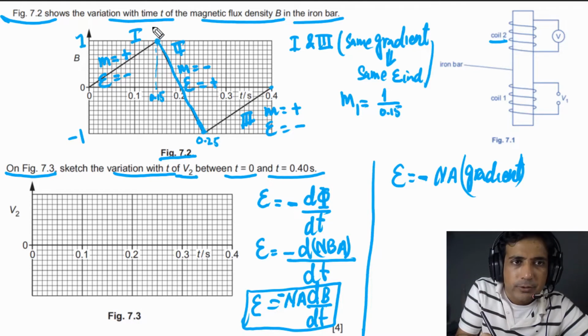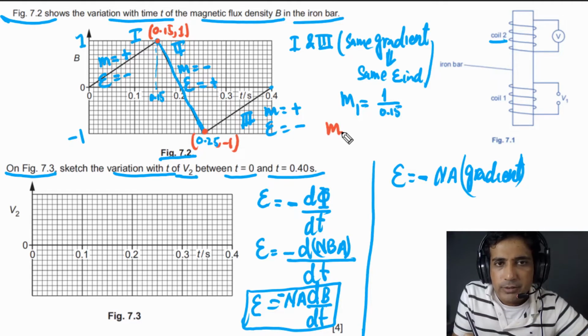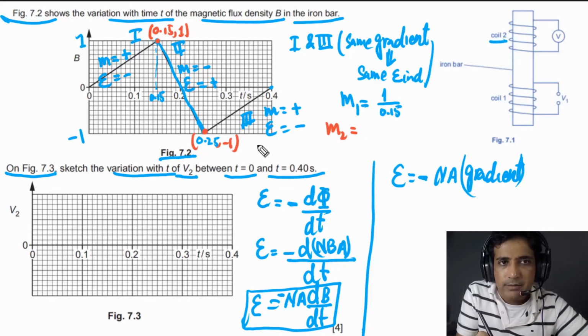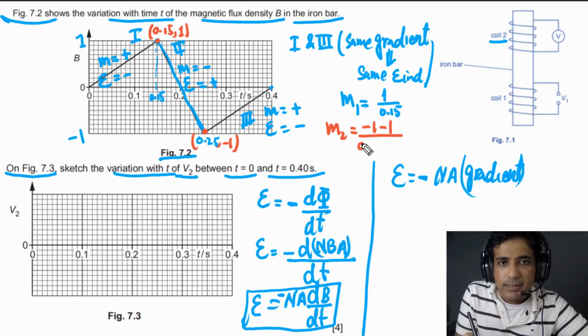Let's try to find out gradient of second part now. In order to find gradient of second part, we can write down the coordinates of this point and coordinates of this point. Coordinates of first point are 0.15 comma 1 and the coordinates of this point are 0.25 comma minus 1. So we can calculate gradient of second part now. In this case, we have y2 that is equal to minus 1 minus 1 divided by x2 that is 0.25 minus 0.15. So in this case, we got minus 2 divided by 0.10.